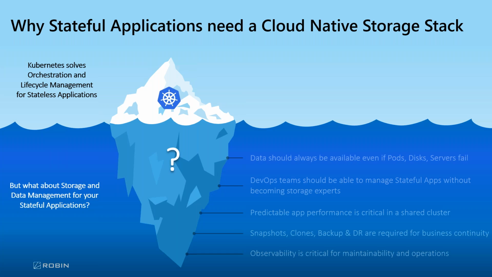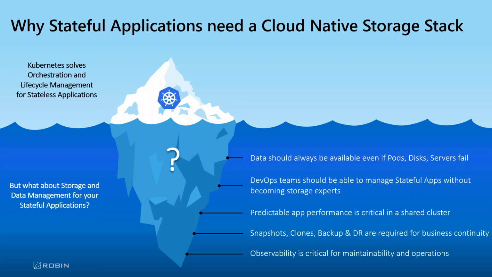So keeping those two things in mind, here are the key requirements why you need a Cloudnative storage stack, right? And there are different layers of depth to these requirements. The first one is data should always be available even if the pods or disks fail. Right, so Kubernetes with its persistent volumes and CSI actually helps with some of these things, but you also want to make these volumes highly available, right? So that's criteria number one. Without it, there is no further improvement on stateful applications at all.